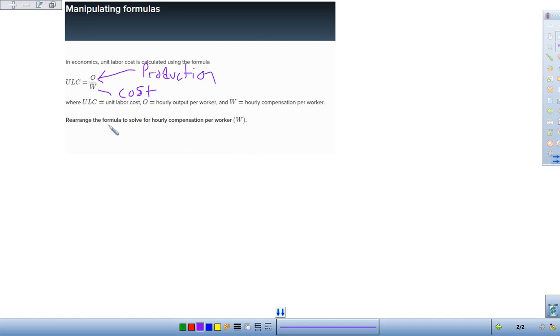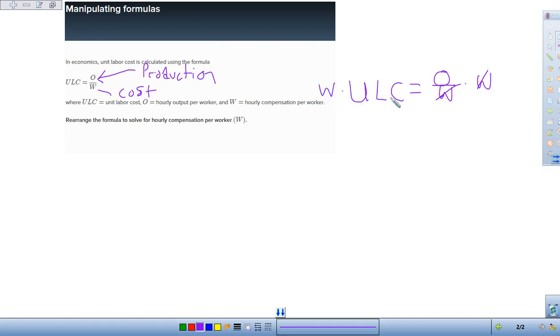Now it says rearrange the formula to solve for the hourly compensation per worker. Well, that means solve for W. So that's not too bad. I have ULC is equal to O over W. So I would just multiply by W, and that means I have to multiply this side by W.